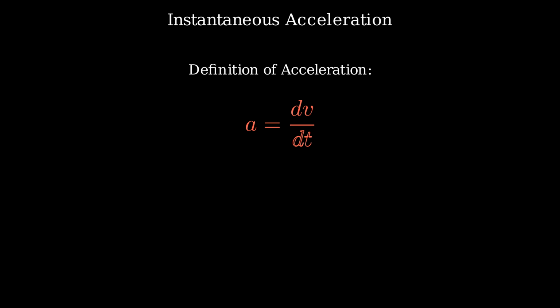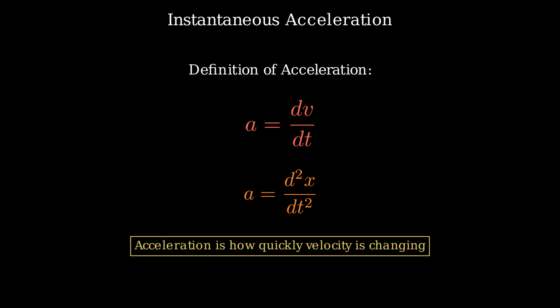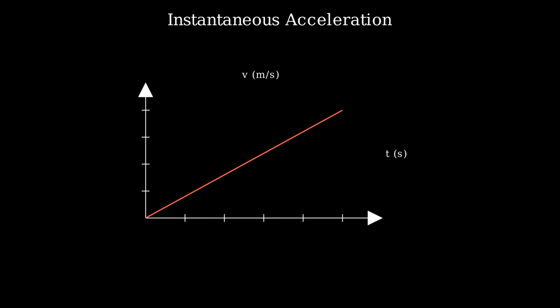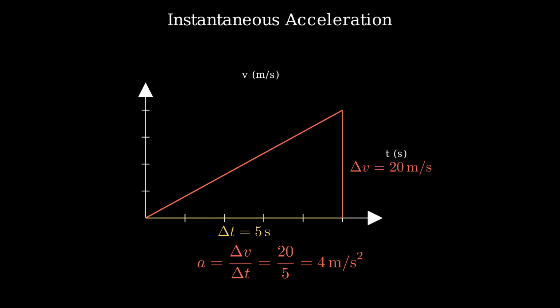Acceleration is the rate of change of velocity with respect to time. Just like we use the derivative for velocity, we take the derivative of velocity to get acceleration. On a velocity time graph, acceleration is the slope. Just like velocity was the slope on a position time graph, if the line is steep, acceleration is large. If the line is flat, acceleration is zero.